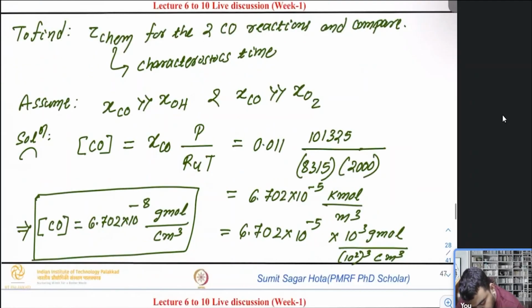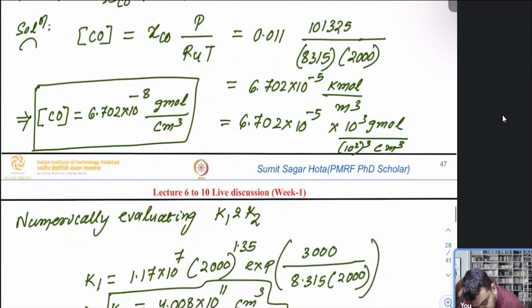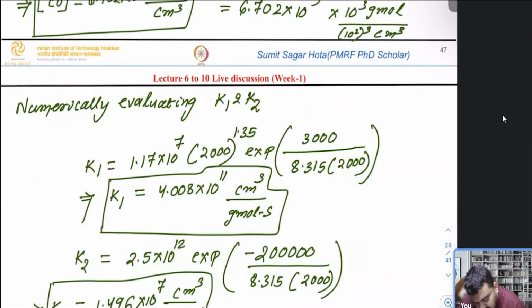Okay, so you know very well we have to make some assumptions, right? Here X of CO will be very much greater than X of OH, and X of CO is also much bigger than X of O2. So what we will do is find the CO concentration from X of CO equal to P by RuT, and find the value of CO. Then numerically evaluate K1 and K2.